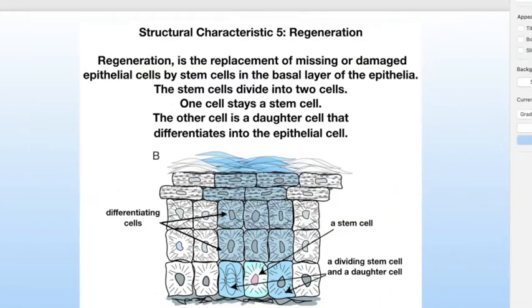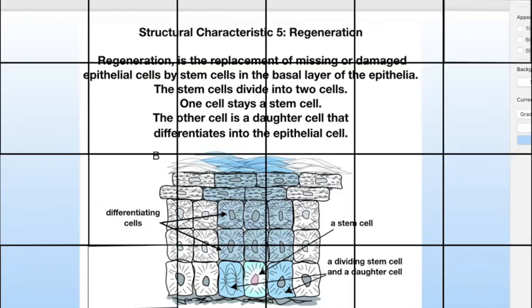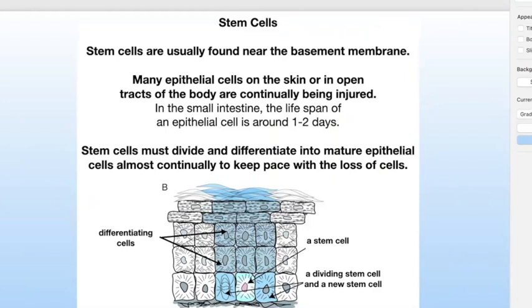Epithelia are able to perform regeneration, or the replacement of lost or damaged epithelial cells, by stem cells in the basal layer of the epithelium. The stem cells divide into two cells. One cell stays a stem cell, the other cell is a daughter cell that differentiates into the epithelial cell. Stem cells are usually found near the basement membrane. Many epithelial cells on the skin or in open tracts of the body are continually being injured.